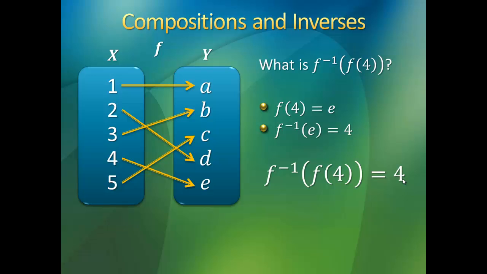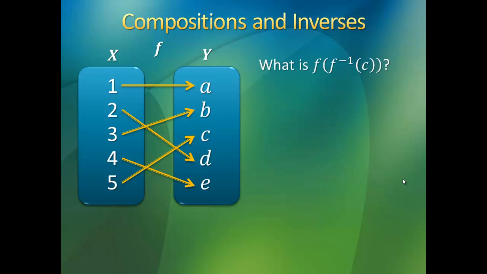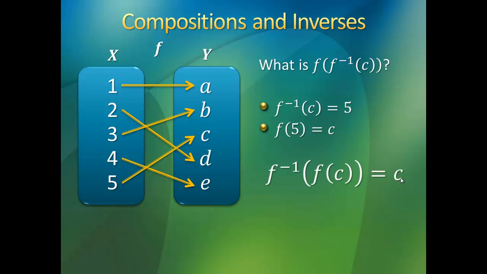Now let's try the other one, f of f inverse. Let's say that we start off with c. Then, f inverse of c is 5. Then, plugging that into f, we find that f of 5 is c. Again, we get the exact same thing back. This is no coincidence. In fact, it makes perfect sense.